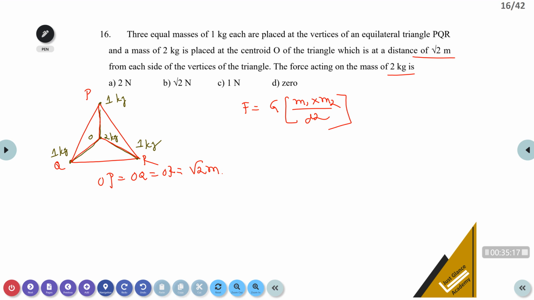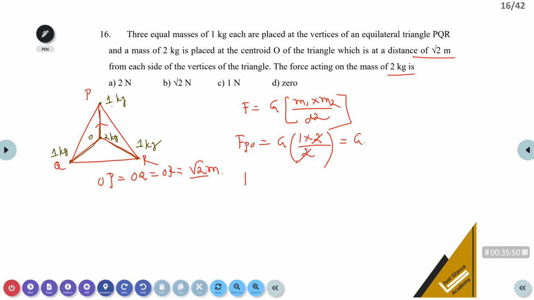Here first, F of PO equals, what can I write here? It is G into 1 into 2. Why am I writing 1? This is 1 kg, this is 2 kg. D square is 2. This 2 cancels. That is FPO equals G. Is it right? This force is acting along this direction.